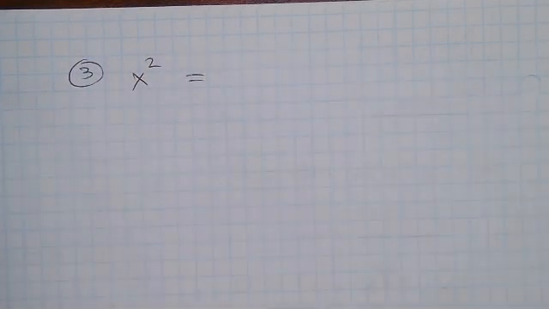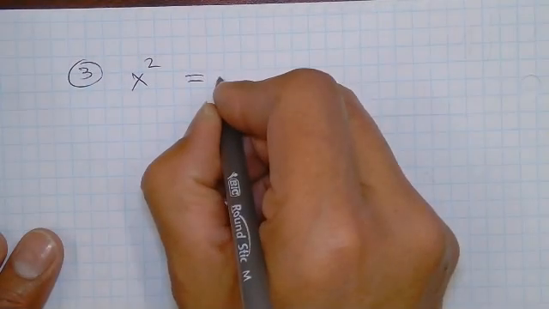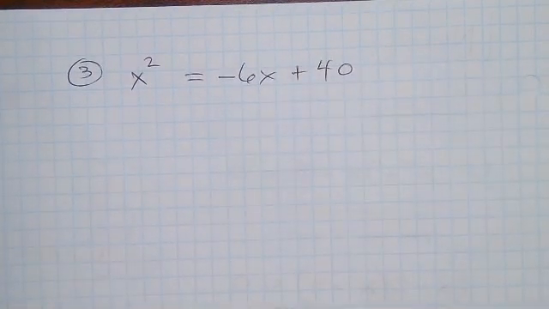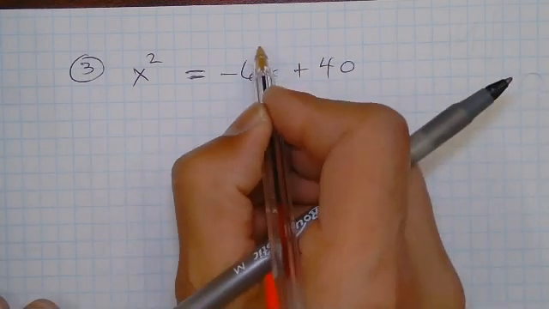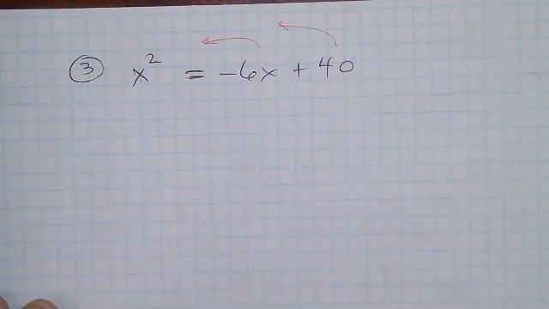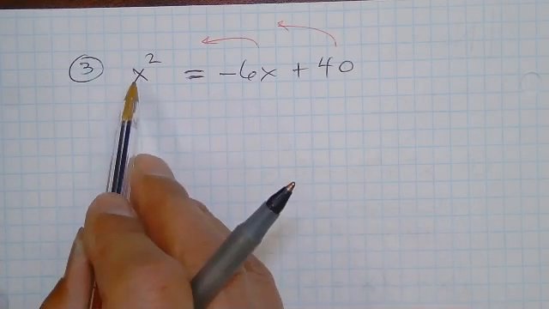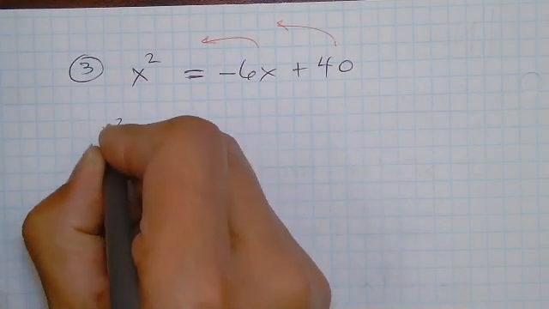x squared equals negative 6x plus 40. That's what x squared equals. I don't like the way it looks. So what do we do first? Move everything to the side where the square is positive. I know it would be easier to move this one that way and it's one move, but you don't want your x squared to be negative. You don't want the part that's squared to be negative. So if that's positive, everything goes to this side.